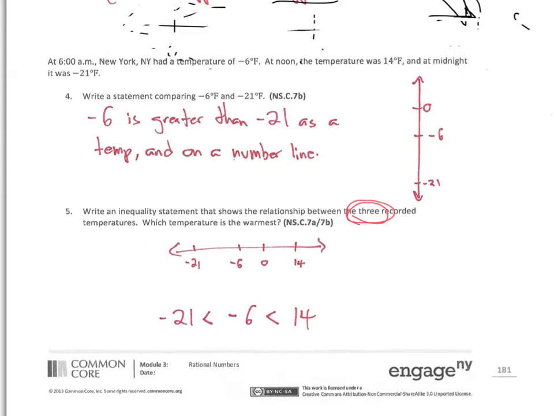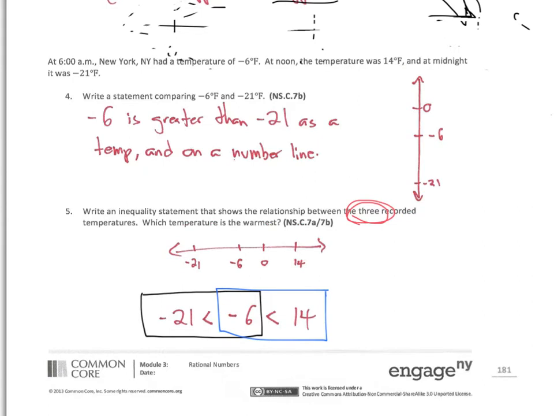And then I just took the first two, negative 21, and I could start off with this inequality. Negative 21 is less than negative 6 because it's more to the left on the number line, right? This is less than this. And then negative 6 is less than 14 because negative 6 is also to the left of 14 on a number line.